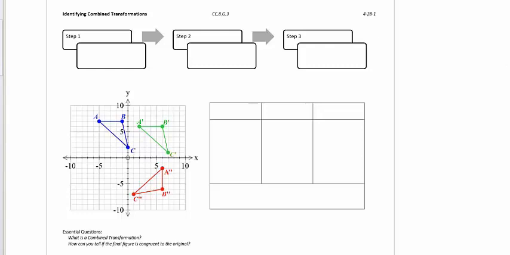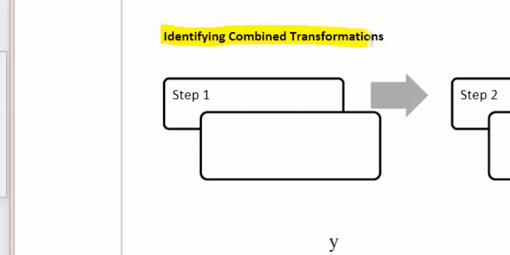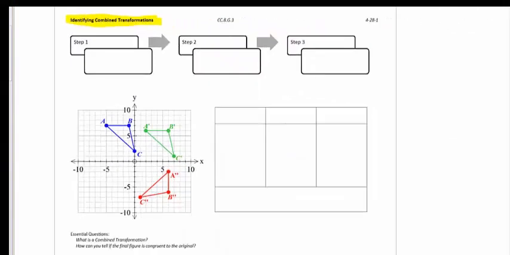In today's episode, we are going to take a look at identifying combined transformations. So we have looked at 4 types of transformations in class. We have seen reflections, rotations, translations, and dilations. Today we're going to look at identifying combined transformations, so when you have more than one.